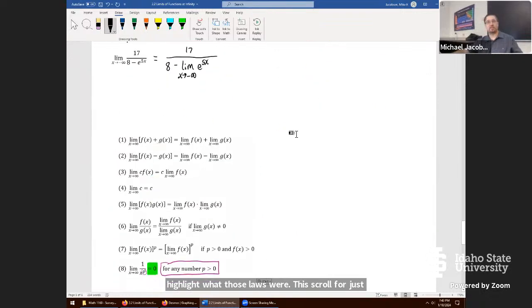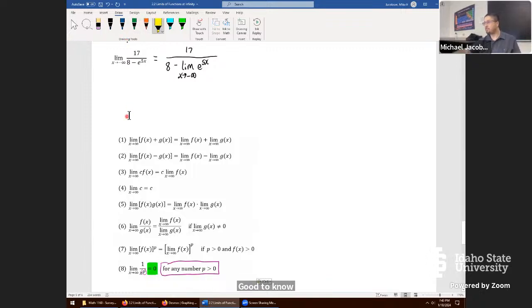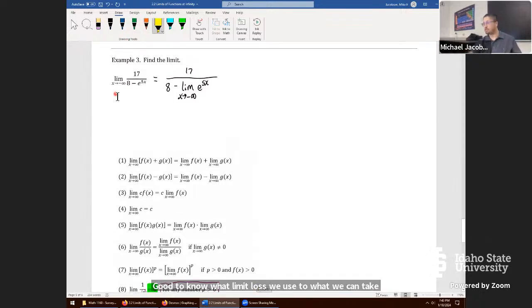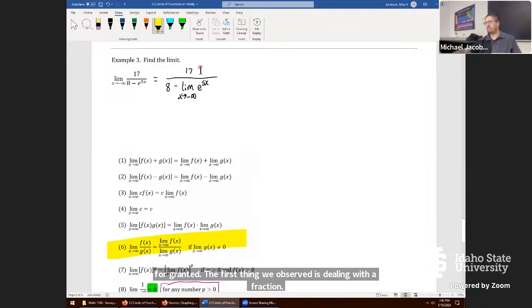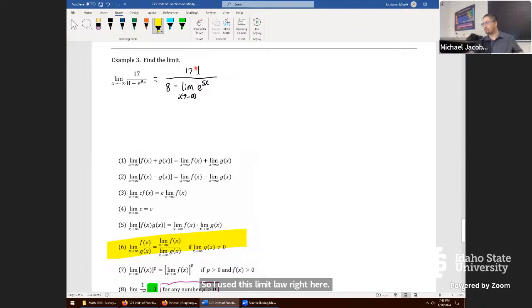It's good to know what limit laws we used and what we can take for granted. The first thing we observed is dealing with a fraction, so I used this limit law right here. But when I went to the numerator, I observed it's a constant. That's limit law 4. I just left it as a 17. No reason to put a limit in front of that if it just turns into a 17.